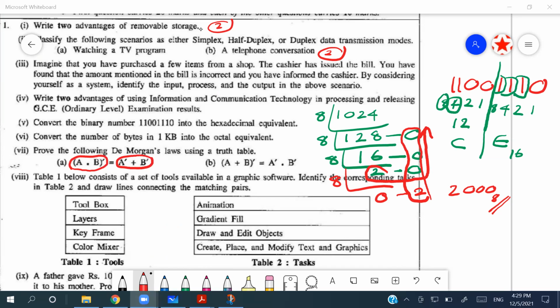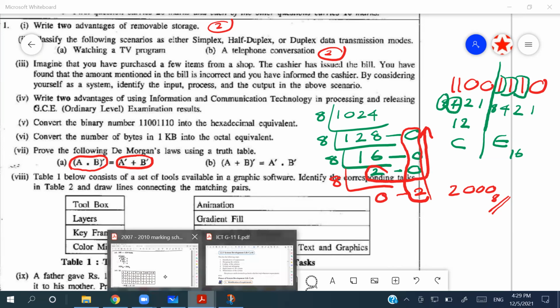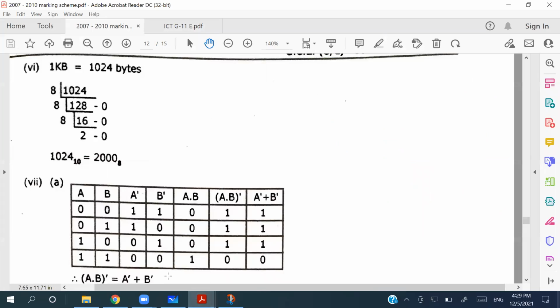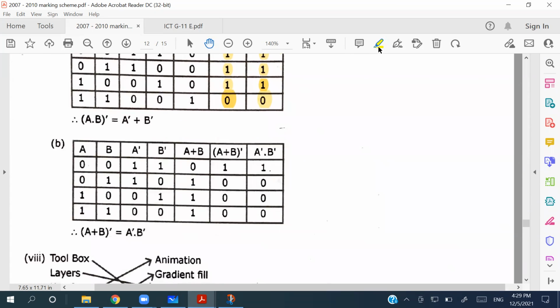Same goes with part B, right? So what they have done is, here they have taken A and B, then A bar B bar is taken, A dot B is taken, A dot B bar is taken, and A bar plus B bar is taken, right? Here you can see in this column as well as this one, it is having the same answer or the same pattern. So therefore we say these two sides are equal, right? So the same thing can be done to the other one as well.